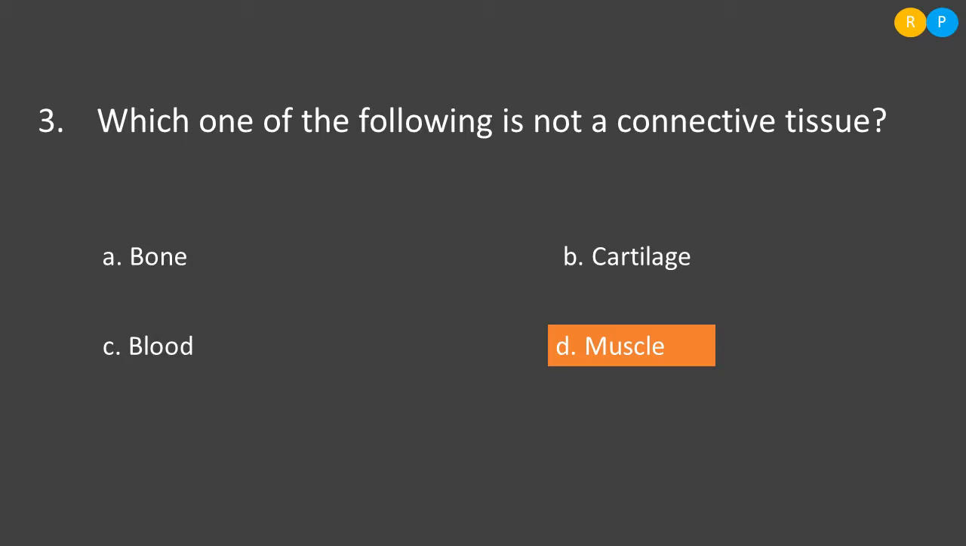Some body parts are connected with the help of cartilage. For example, the adjacent vertebrae of the vertebral column are connected with the help of cartilage, so it is also a kind of connective tissue. Then option C, blood. Blood is a fluid connective tissue. It carries essential substances towards different parts of the body, that means it carries oxygen, nutrients, and so on. So blood is also called a connective tissue. Then option D, muscle. Muscle does not belong to connective tissue because it helps in movement. So the correct answer here is option D, muscle.